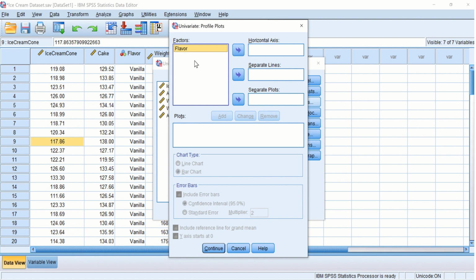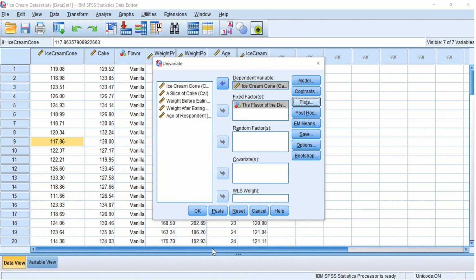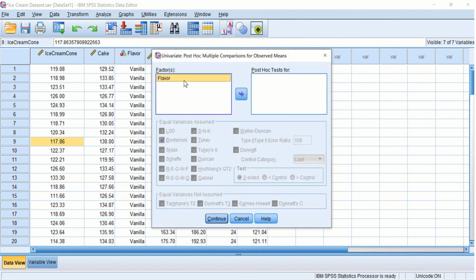A couple things I recommend doing is to include your plots. So I put my factor into the horizontal axis, add it, and I produce a bar chart. Because I have three categories for my fixed factor, I'm going to need to do a post hoc test. So I move my factor into the post hoc test.